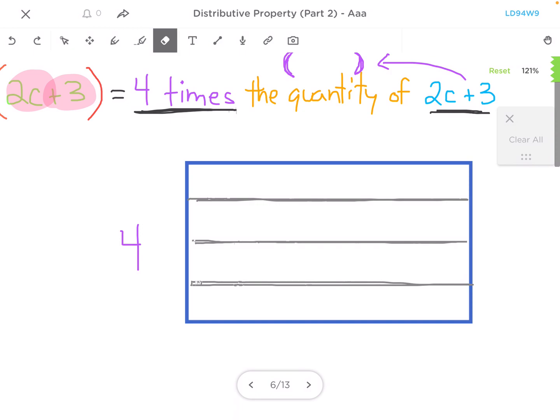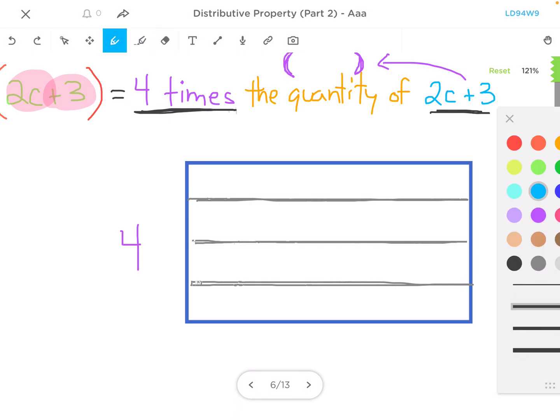So inside the parentheses, I can see 2c plus 3. So I'm going to write that down. 2c plus 3, 2c plus 3, 2c plus 3, 2c plus 3. Okay.